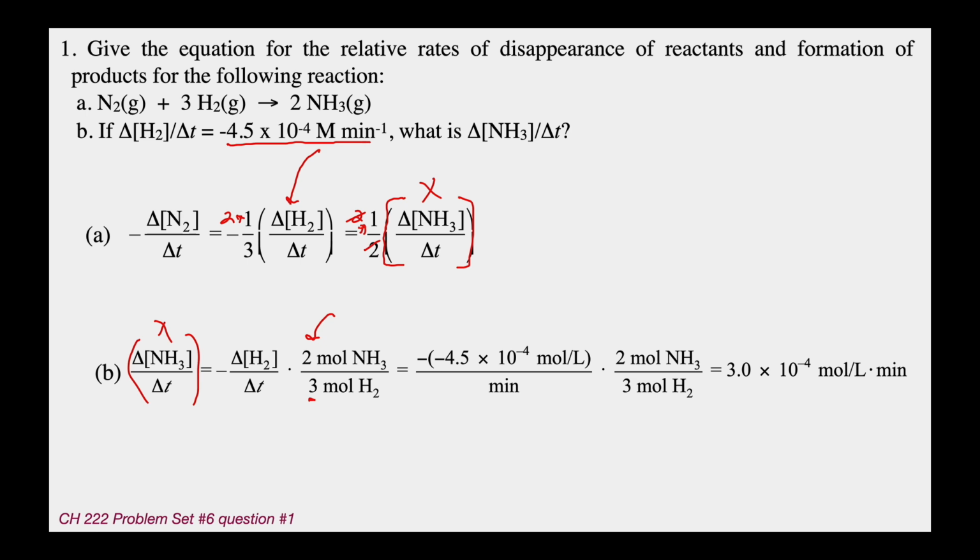And because the delta H2 over delta T was a negative 4.5 times 10 to the minus 4, and there is a second delta in front, which I'm going to circle right there, you can see how the negatives cancel out. You're going to end up with a positive number. The positive number is good because NH3, a product, is appearing, so those numbers should be positive anyway.